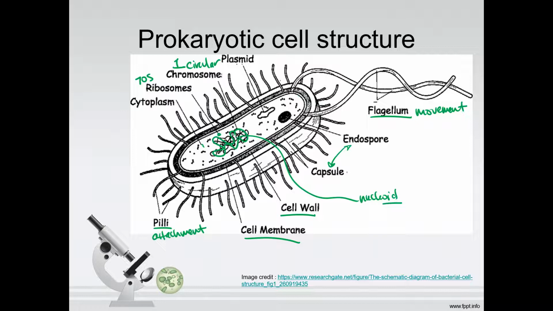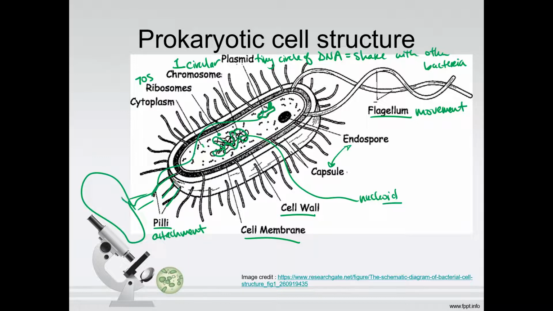One extra cool thing that prokaryotes have is called the plasmid. It's a tiny little circle of DNA, separate from its main chromosome. And what it can do is actually share these little pieces with other bacteria. So if this guy happens to have a gene for antibiotic resistance, then he can make a copy of it. The pili can help this bacteria stick to another bacteria, and then this plasmid can be transferred to this guy, and now this guy is also antibiotic resistant, which is bad for us.